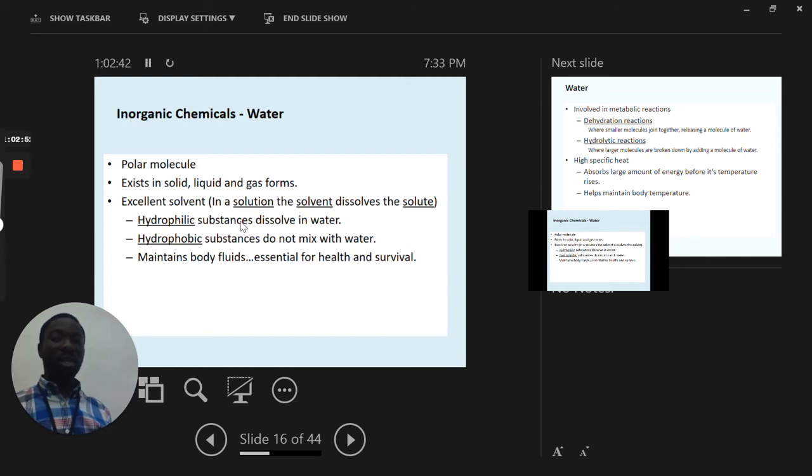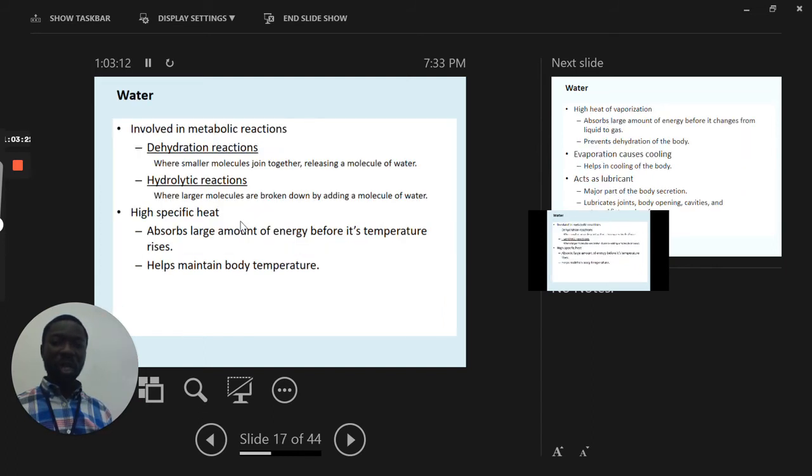Hydrophilic substances. Now, philic means friend or loving. Hydro means water. So when you hear phobic, you can remember phobic from phobia, right? When you say phobia, it means scared. So water-scaring substances do not mix with water. Like oil will not mix with water, right? Those are hydrophobic substances. And let's go. Water is involved in metabolic reactions, obviously. Dehydration reaction, what's the meaning of dehydration reaction? What does it mean?